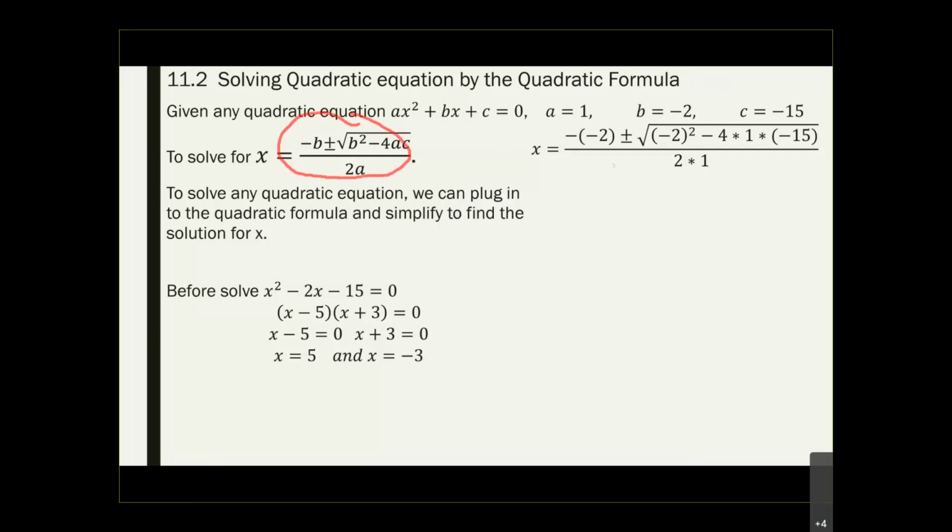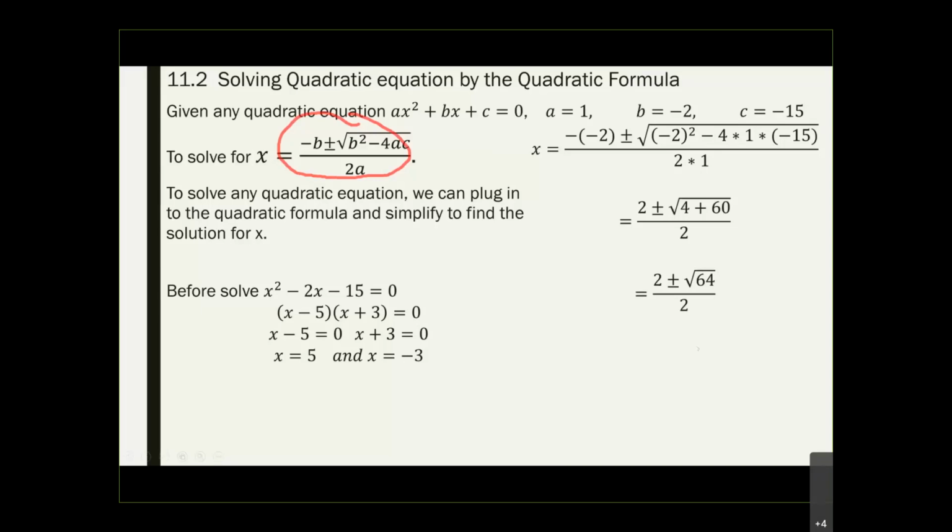A negative times a negative gives me a positive, so the negative of -2 will be +2. -2 times -2 would be 4. 4 times 1 is 4. -4 times -15 will give me +60. 2 times 1 is 2. Your calculator can help you multiply this out. As you can see, 4 plus 60 will give you 64. And what is the square root of 64?